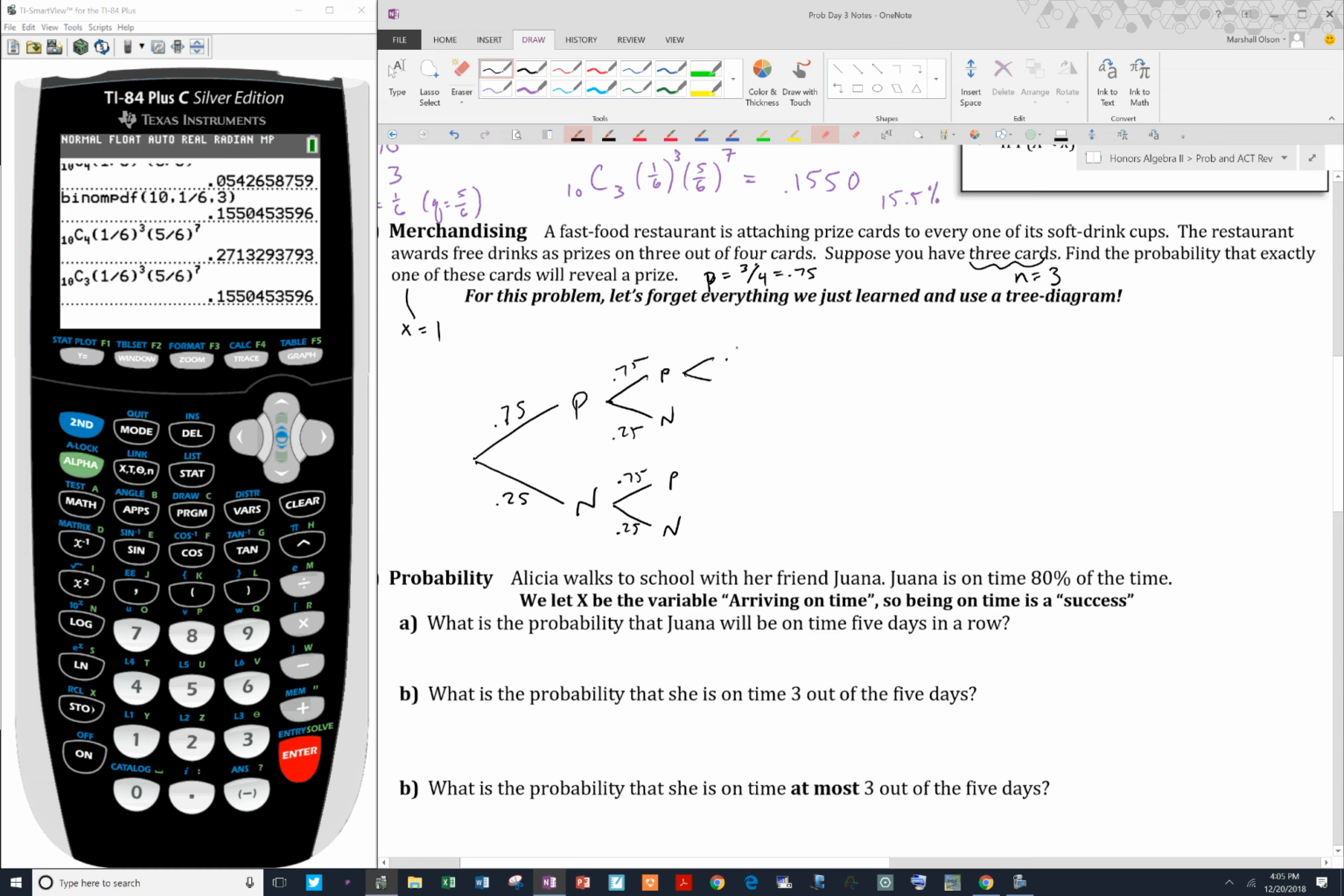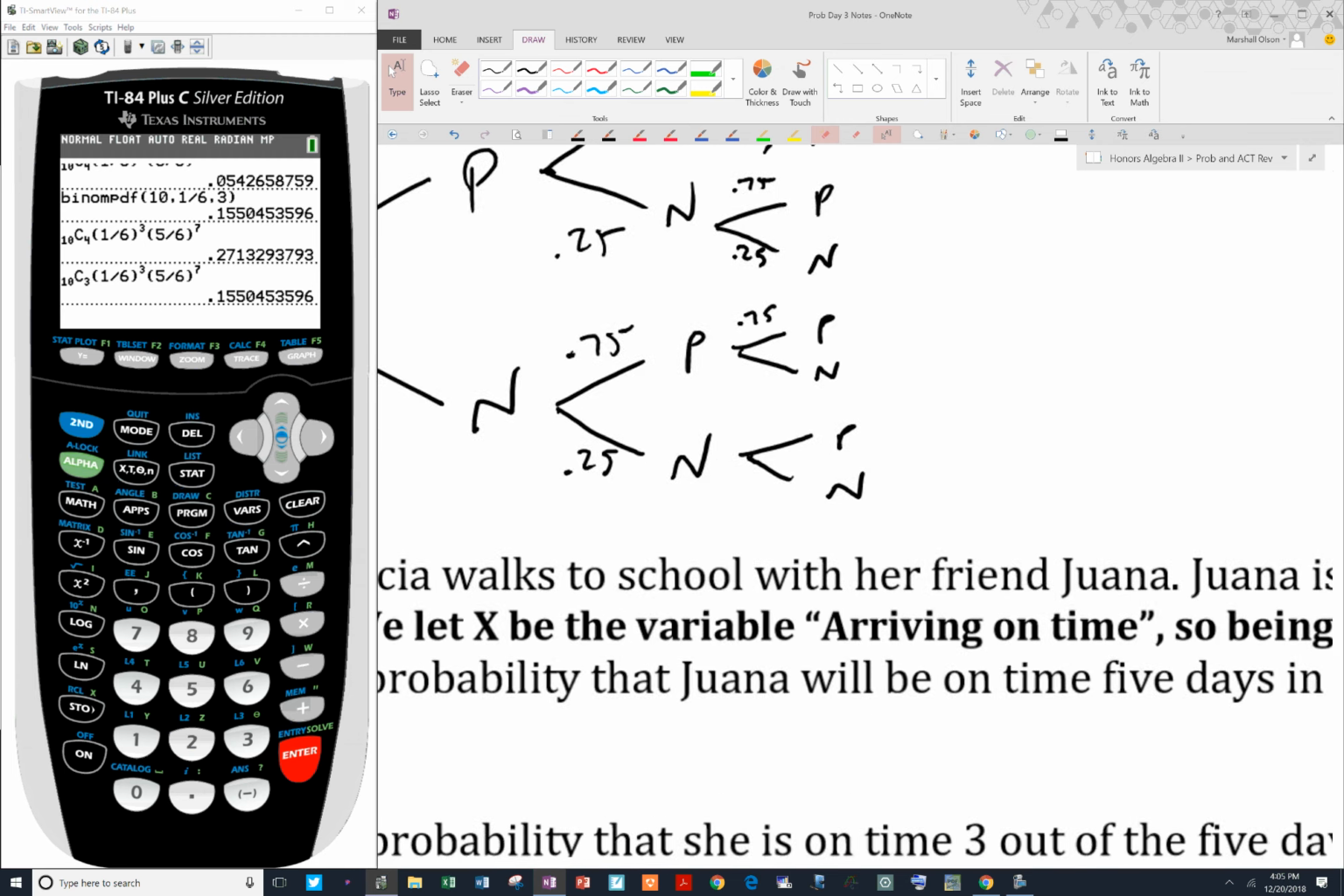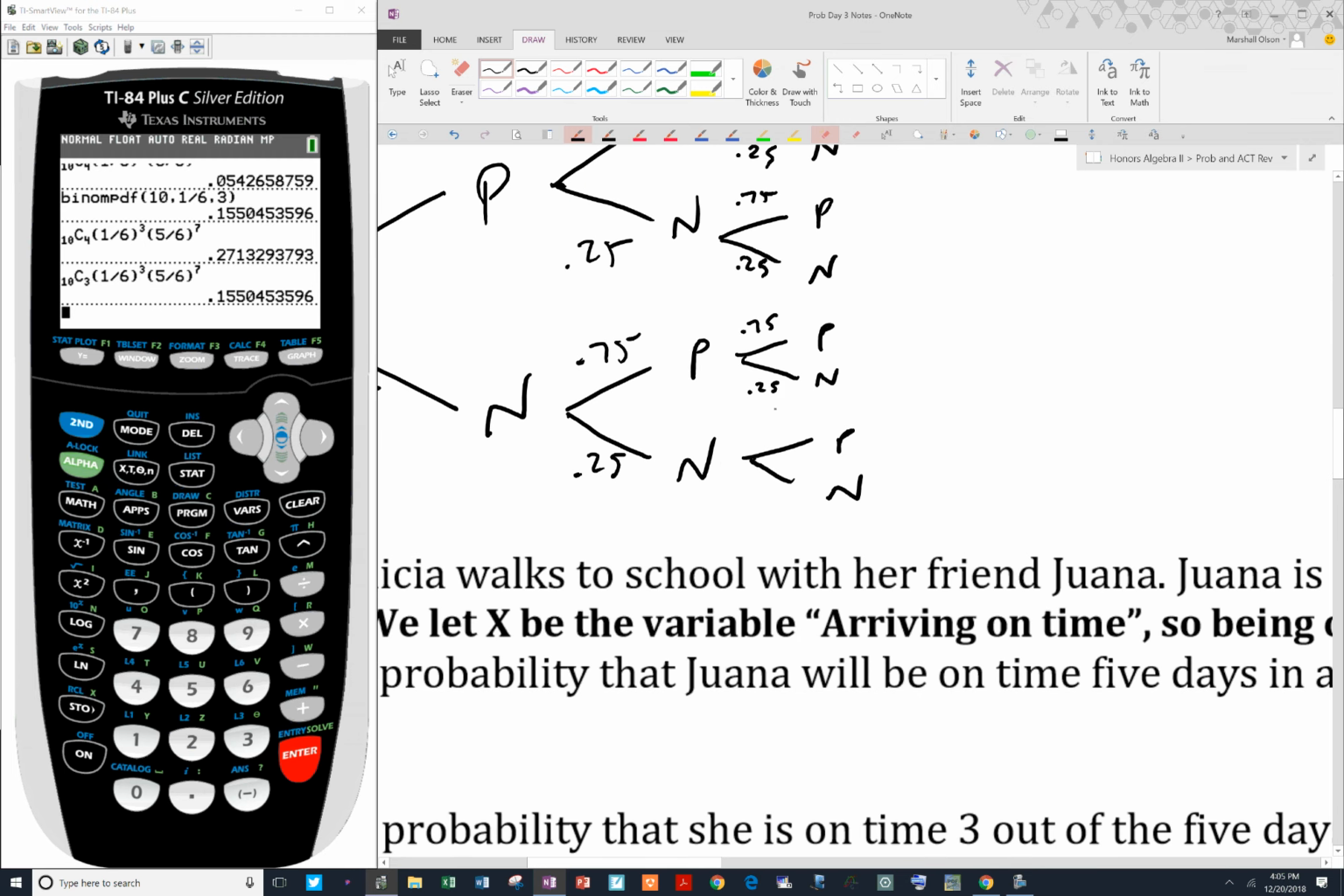Okay, so this is my third card here. Those probabilities stay the same. So these are all 0.75s and 0.25s. 0.75. If I can zoom in there a little bit. Hey, that's a lot nicer.